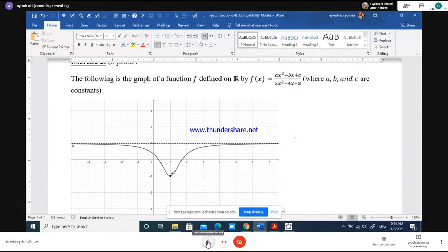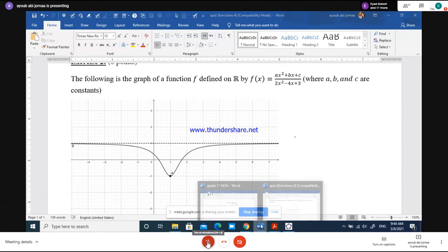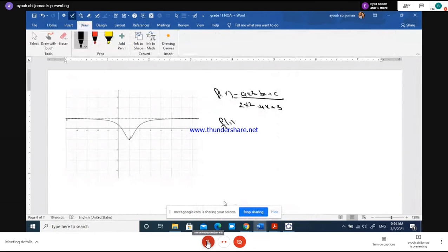f of 1 is equal to negative 1. يلا خلينا نكتب هاي أول وحدة. It's very clear that f of 1 is equal to negative 1 because the point of coordinates 1, negative 1 belongs to the curve. This is the first information. طيب غيره.